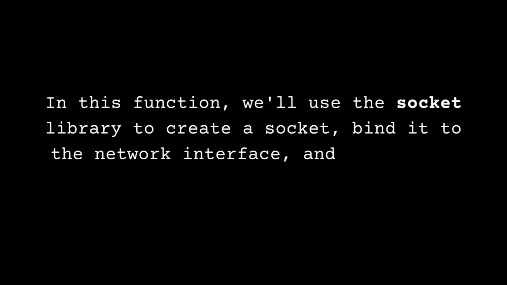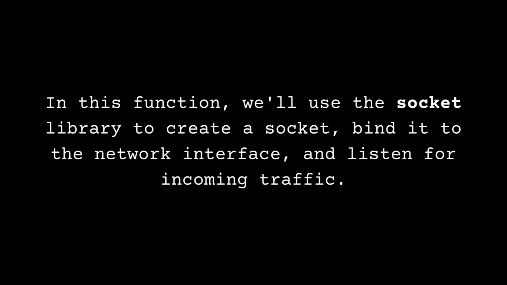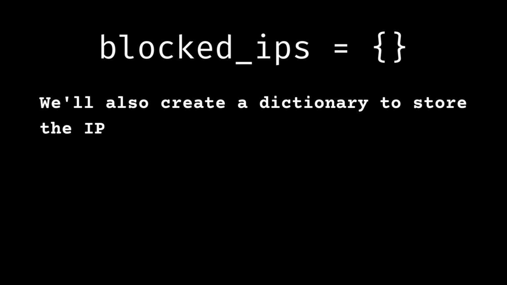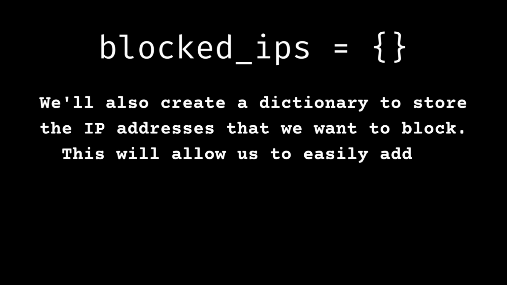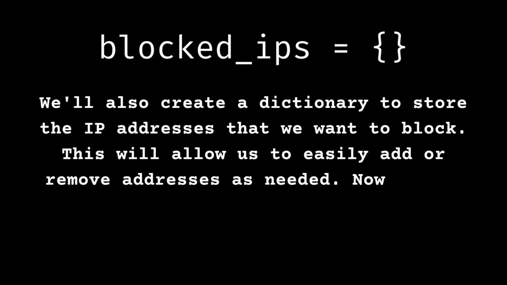In this function, we'll use the socket library to create a socket, bind it to the network interface, and listen for incoming traffic. We'll also create a dictionary to store the IP addresses that we want to block. This will allow us to easily add or remove addresses as needed.